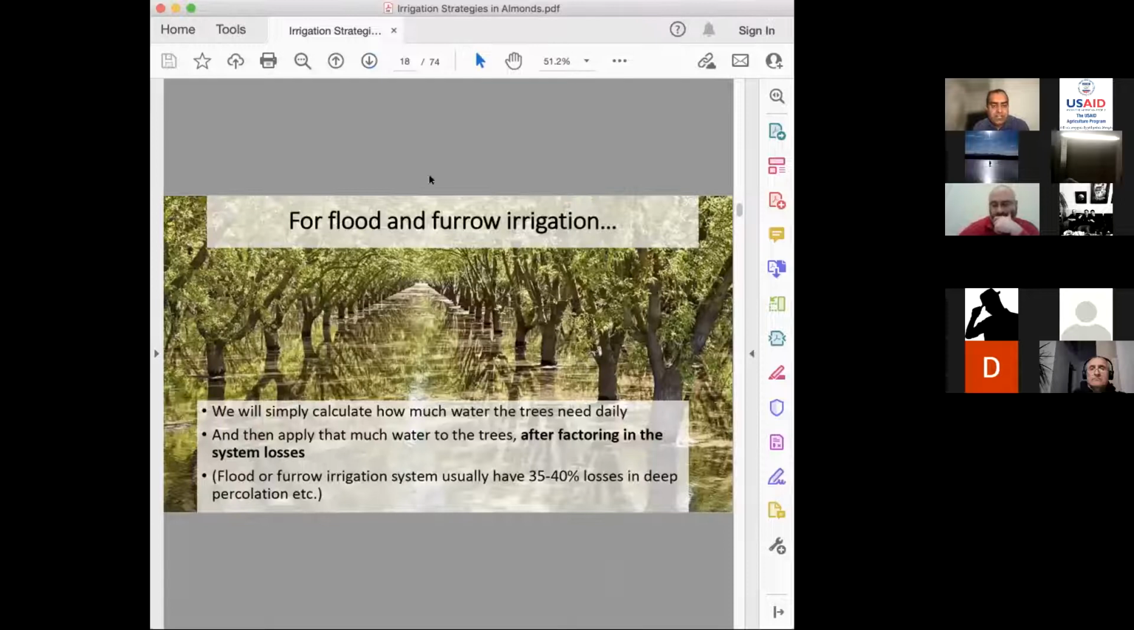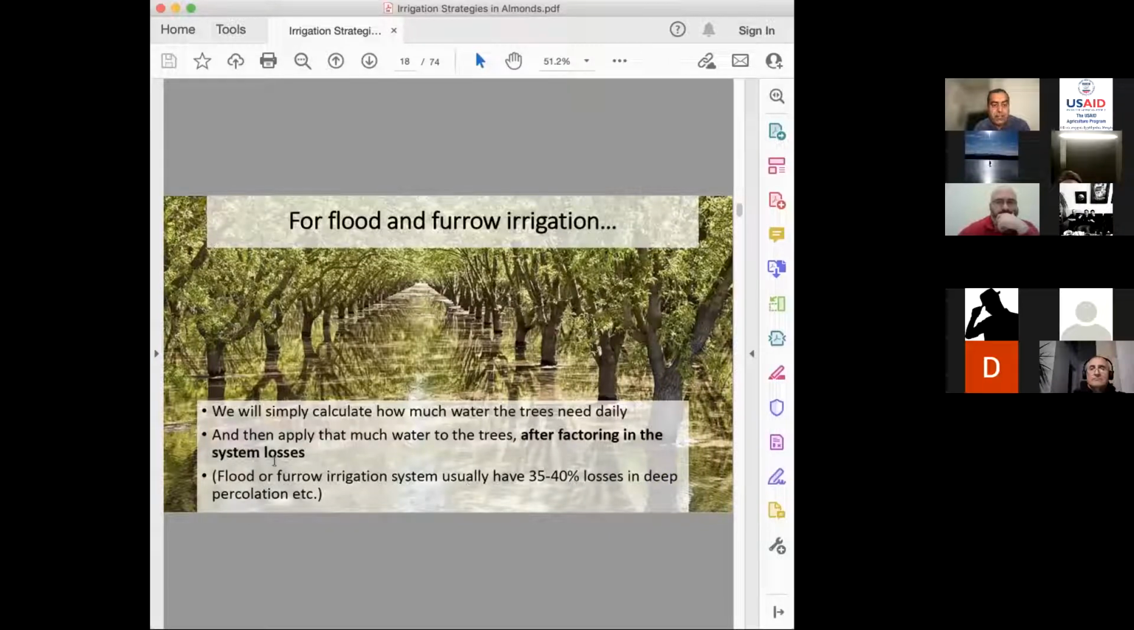For flood and furrow irrigation systems, if we step back, we simply calculate how much water the trees need daily based on the evapotranspiration calculations. And you apply that much water to the trees after factoring in the system losses. That is really important. If you just apply your tree's daily needs, of course, the system efficiency is really low in flood and furrow irrigation, so you will be applying significantly less water to your trees. So you have to factor in the system losses and then increase your water applications by that factor.